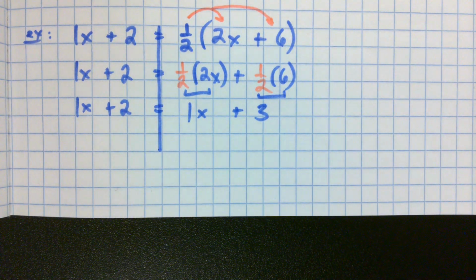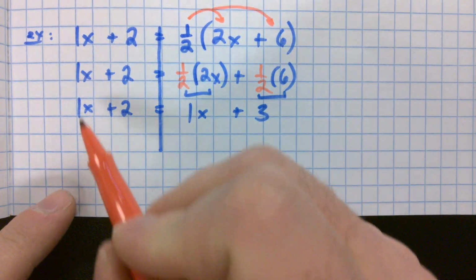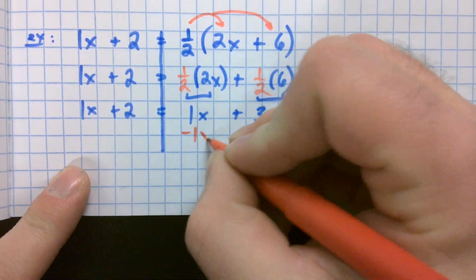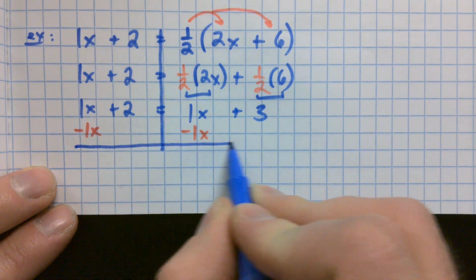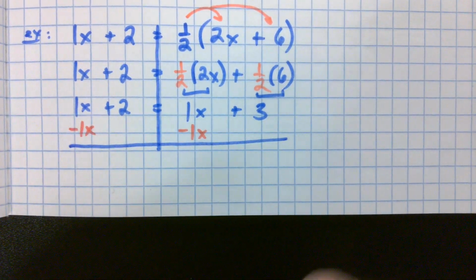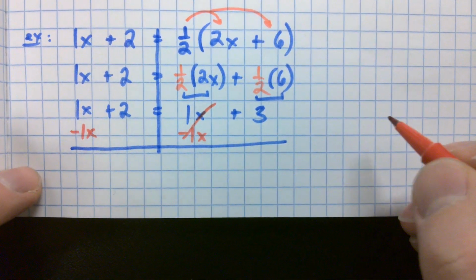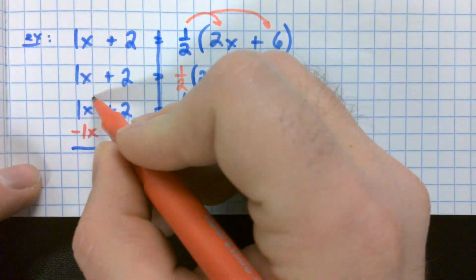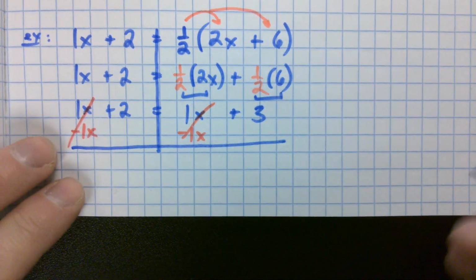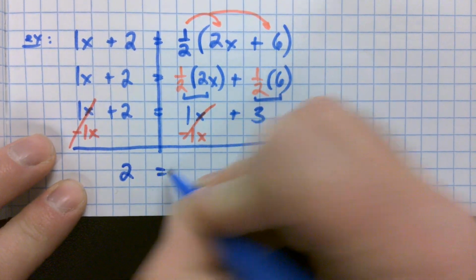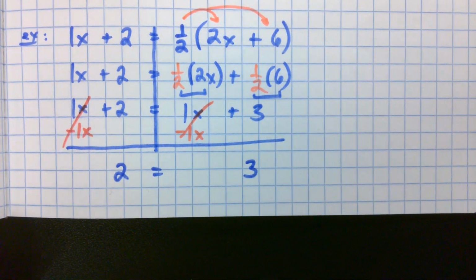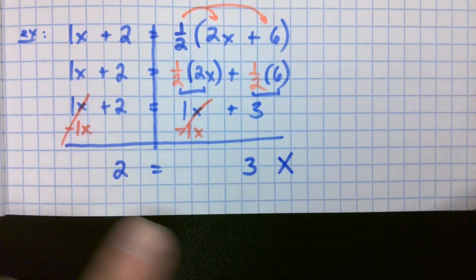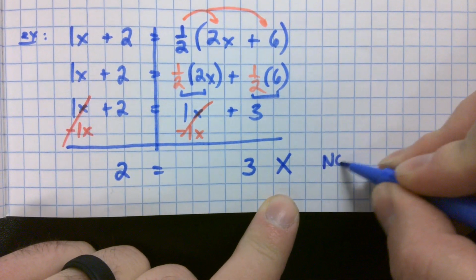What am I going to do next again? I'm going to move my variable term to the left by subtracting 1x from both sides. And look at that. We've got another one of those double cancellations here. 1x minus 1x is 0. And 1x minus 1x is also 0. So what we're left with is 2 equals what? 3. Is 2 equal to 3? No. What's my answer going to be? No solution.